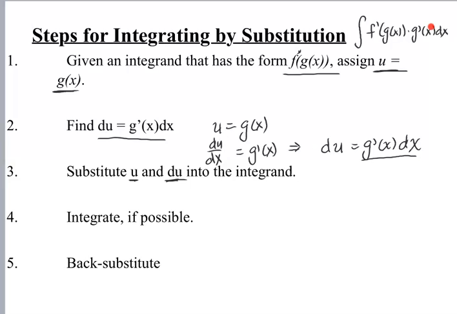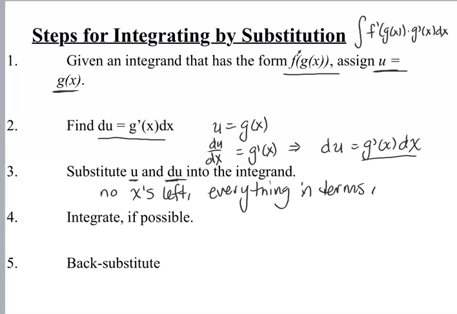I want to change it to where, remember, this dx term tells me what variable I'm integrating with respect to. So I want to change everything into terms of u because I'm replacing that dx term with a du term. So I want to make sure there are essentially no x's left. Everything is in terms of u.